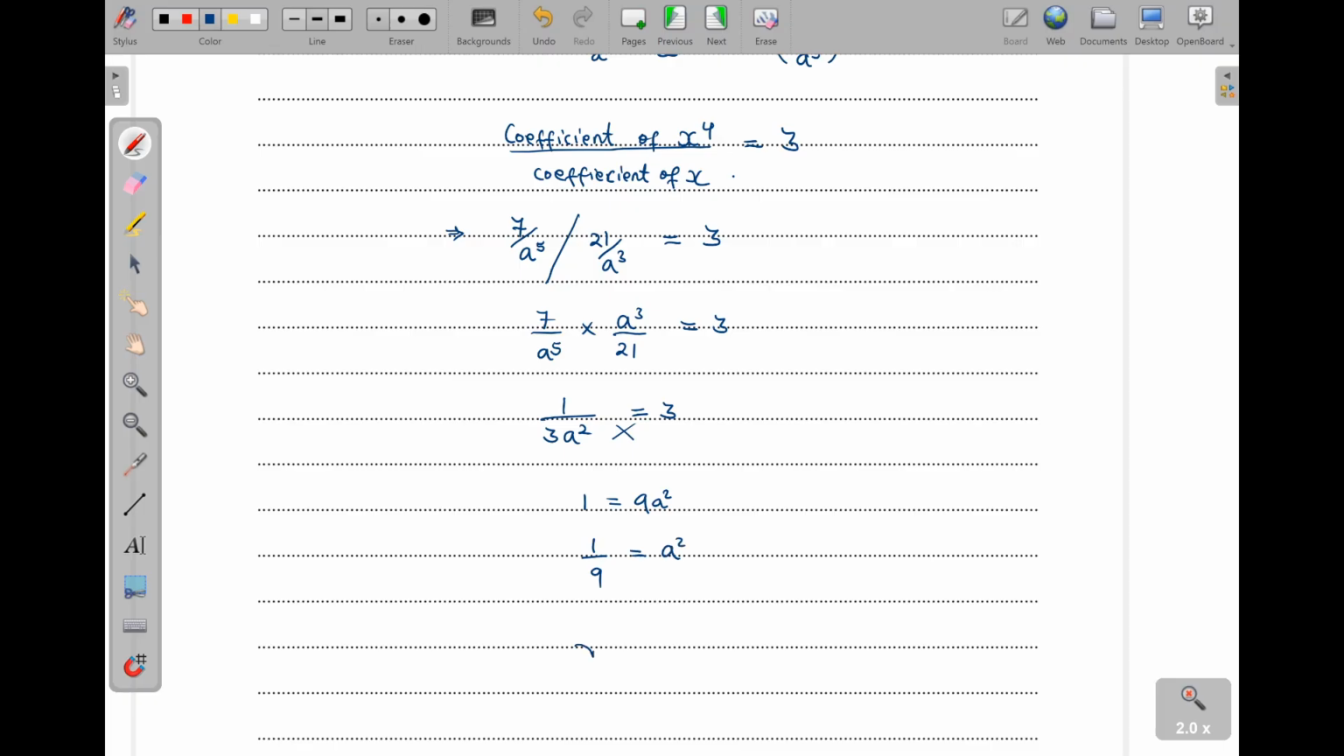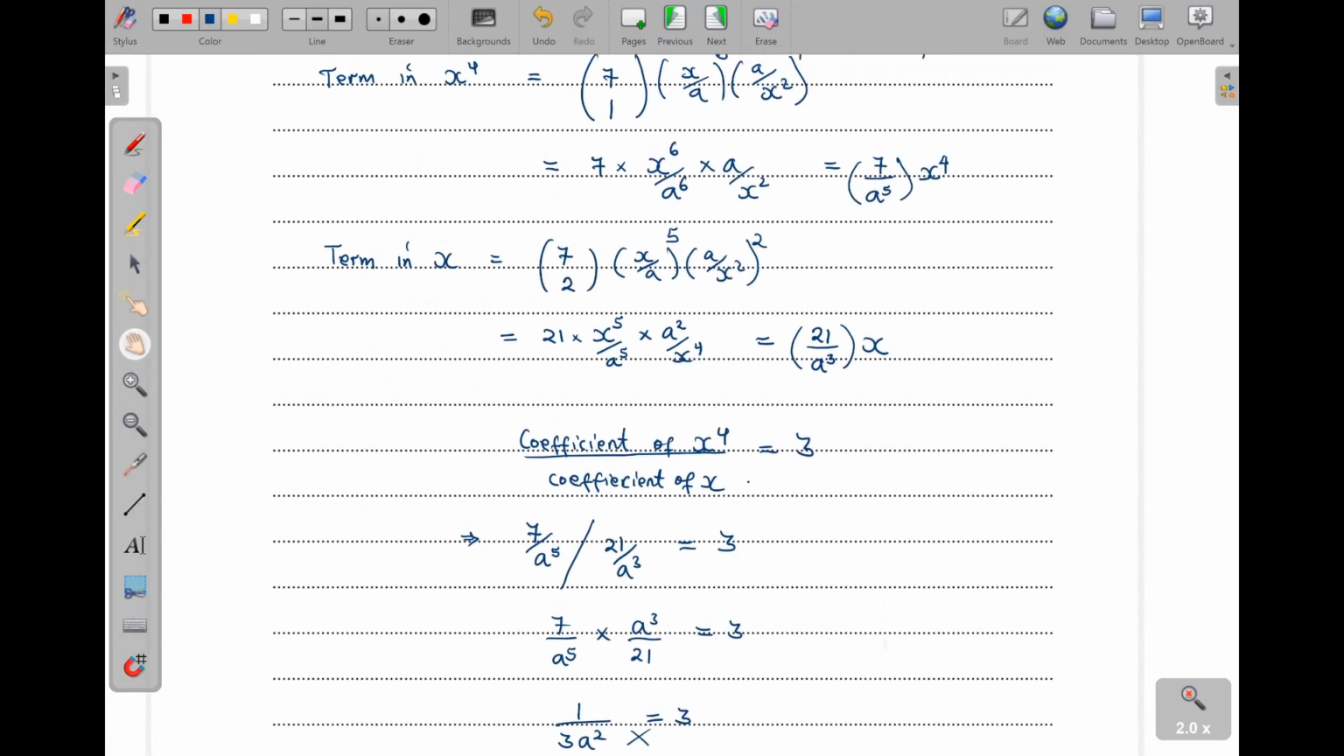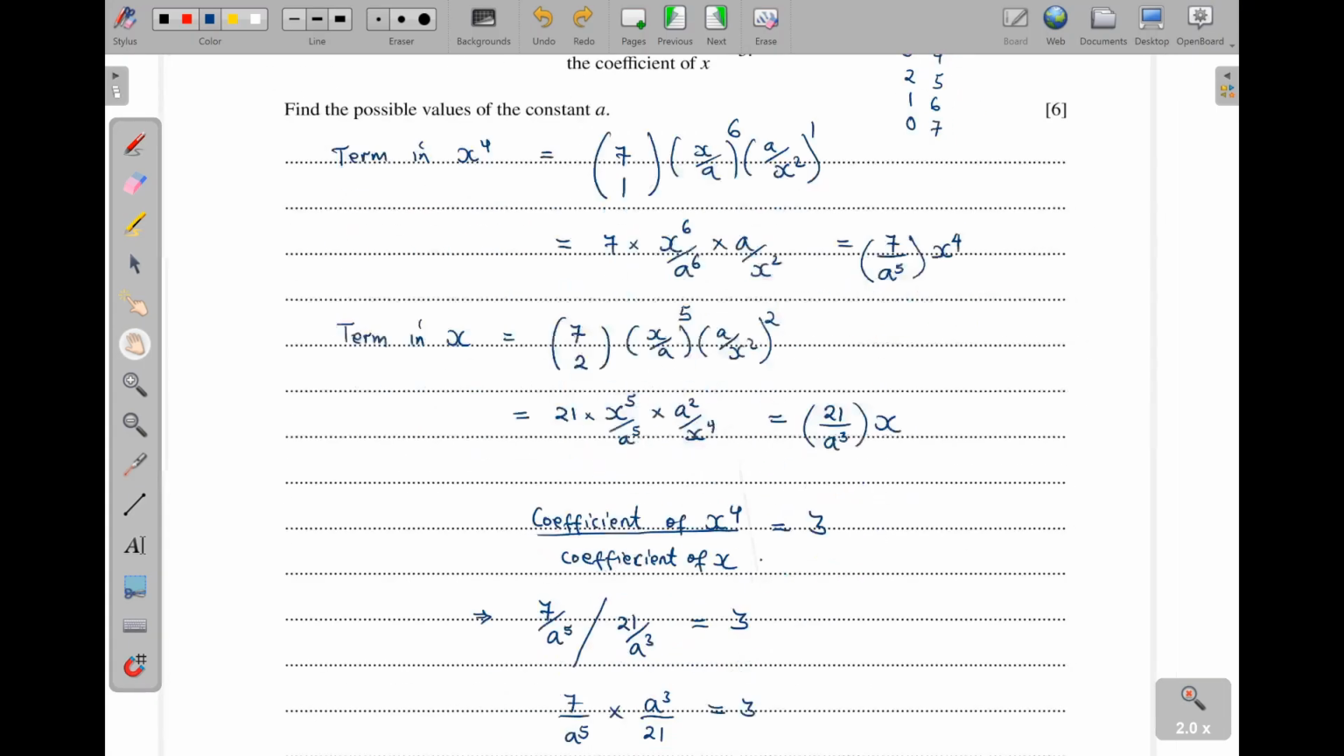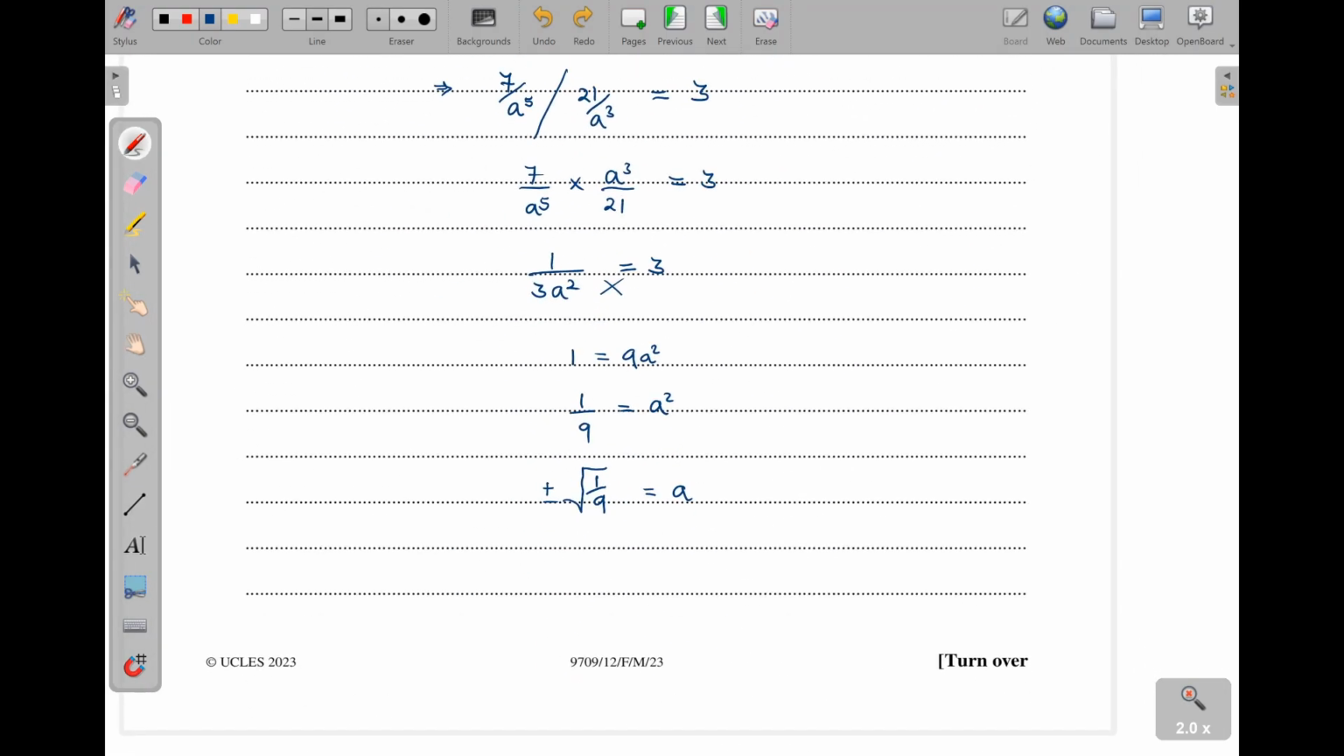And therefore, we shall take the square root on both sides, plus or minus, that will be our a. Remember, when you take the square root, you get plus or minus. And here they said possible values. If you don't put plus or minus, you're going to have only one value. So our a is therefore going to be plus or minus a third. As simple as that.